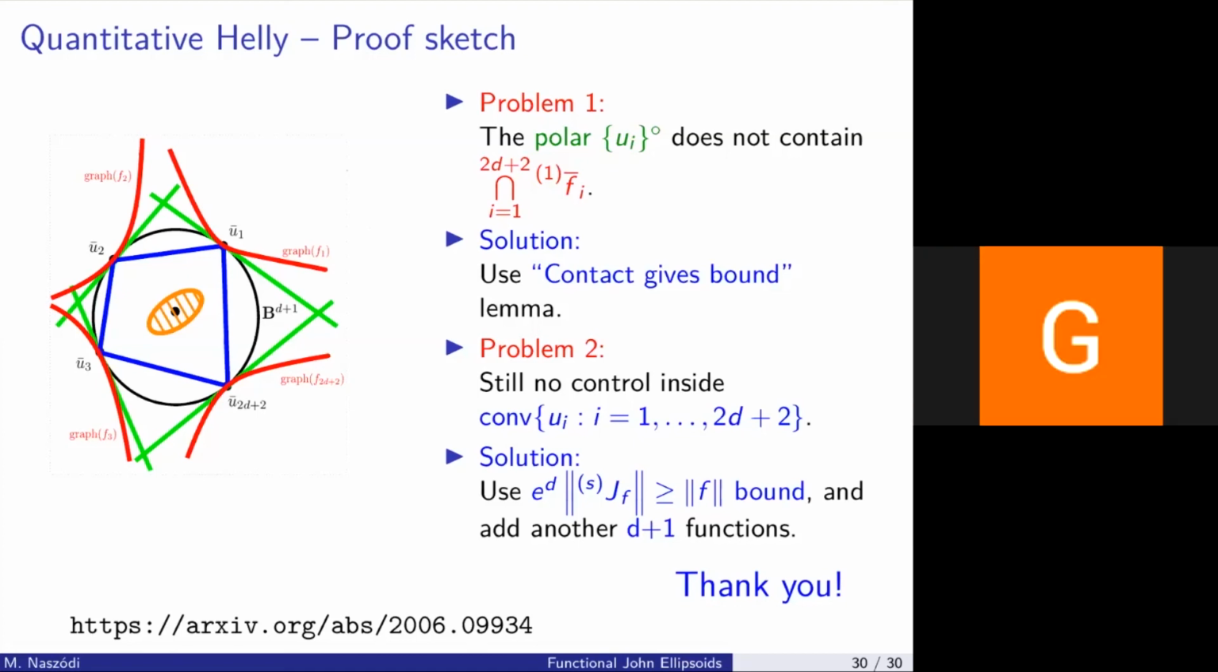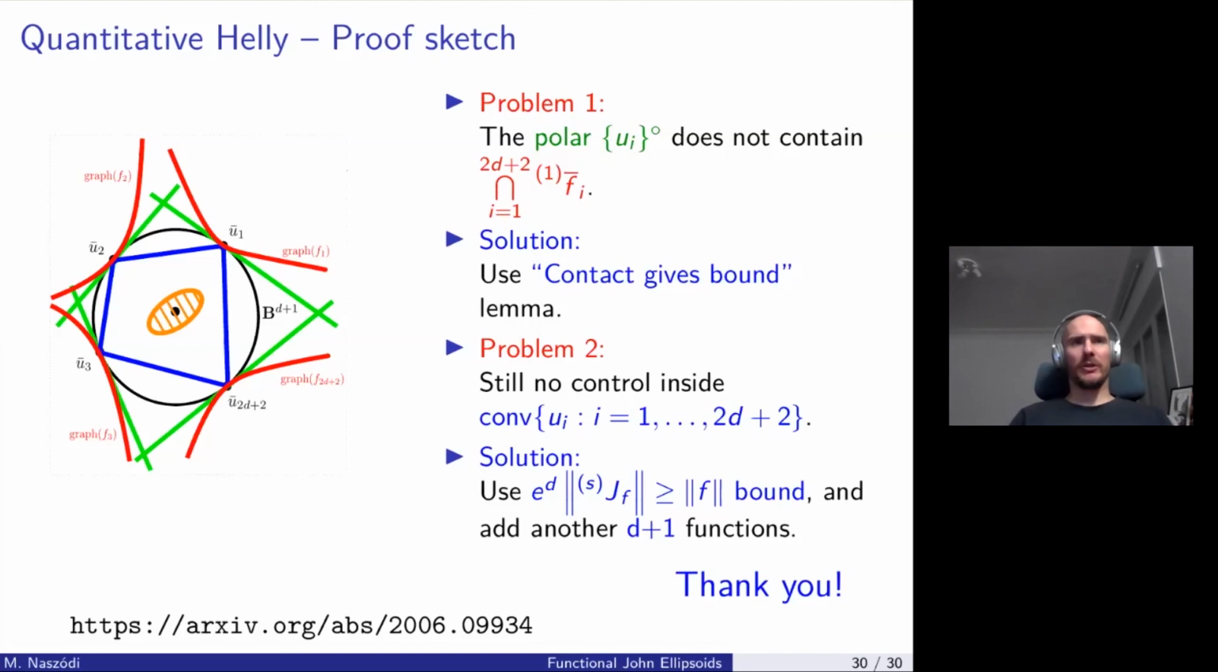And it's not a coincidence. I wanted to ask a question about the bound you have with Helly number 2D plus 1. Does the proof, I mean, it should be something else, because here you just use the first 2D plus 1 functions, and it already gives you some bound.